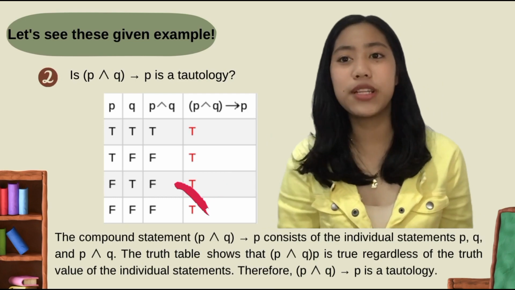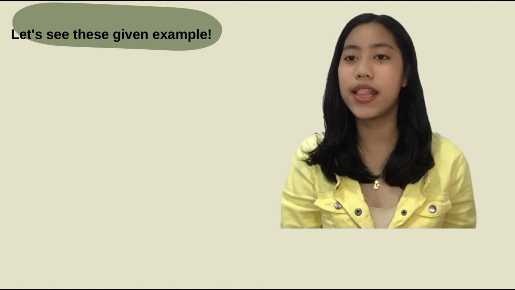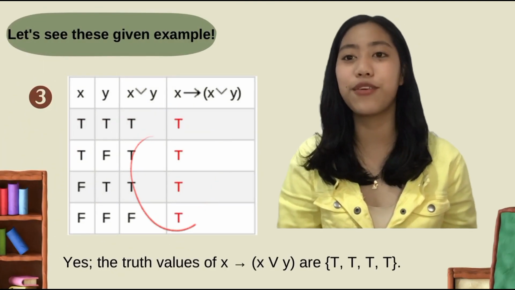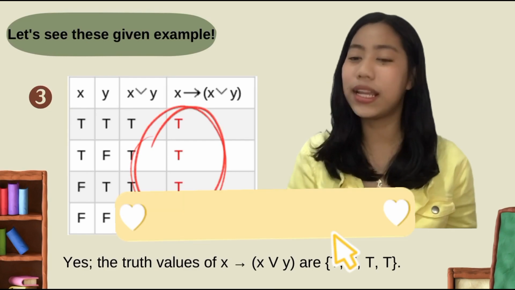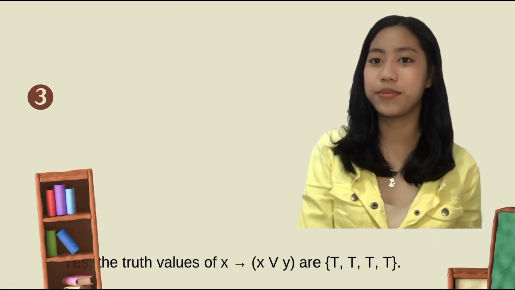So in conclusion, guys, a compound statement is always true regardless of the truth value of an individual statement. And we define it as tautology.